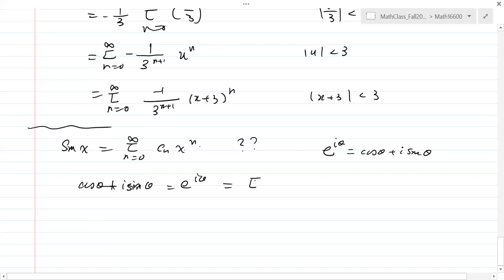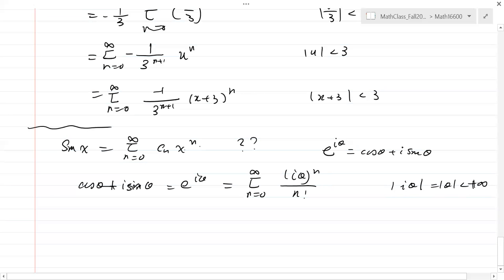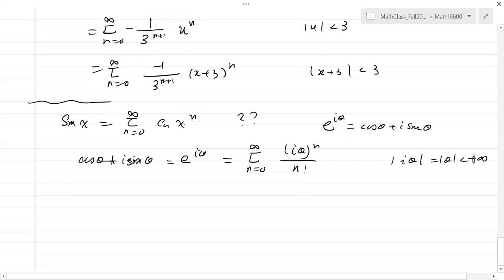So that means I can get something like the sum of i theta to the power n over n factorial, right? Do you agree? Because e to the x equals this. And this should hold continuously, for absolute theta less than one, less than any number. So this should hold for any number. But for the i, sometimes negative, sometimes positive, so let's look at the i.